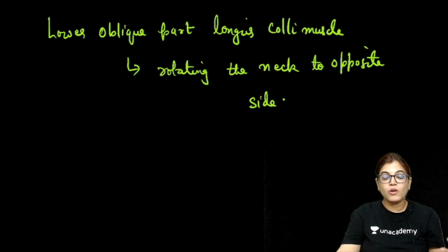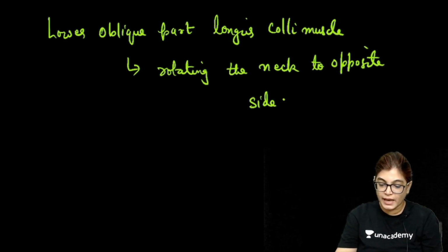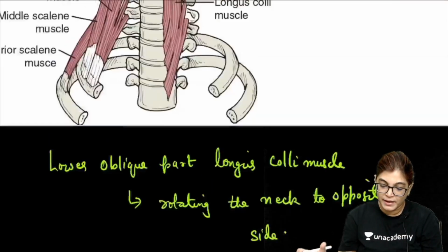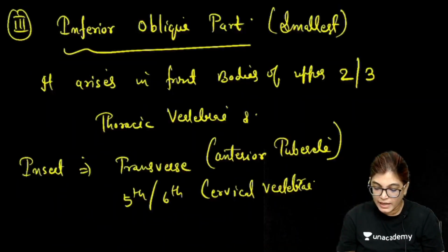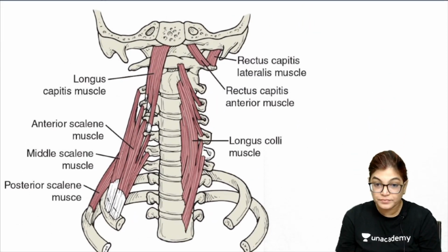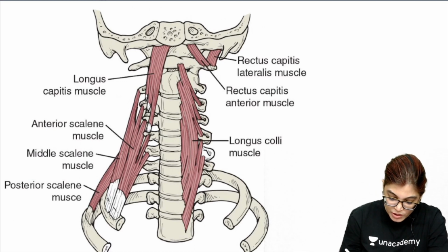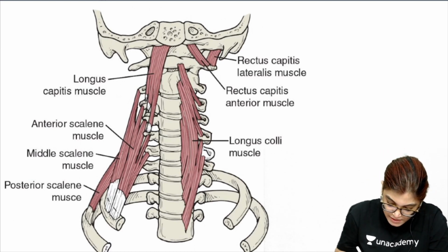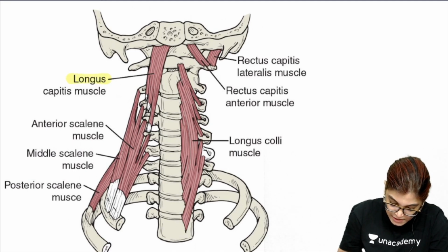So this is all about the longus coli muscle, which is the most medial and the longest of the prevertebral muscles. We have discussed the three parts, the origin, insertion, action and nerve supply. After that, I would like to tell you about the second muscle in this group. Let me again show you the diagram. The second important muscle is the longus capitis muscle. Let's discuss the longus capitis muscle, this one.